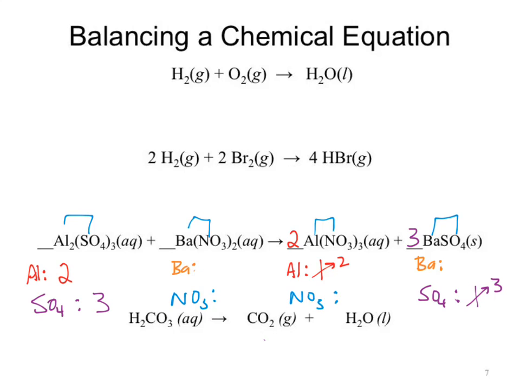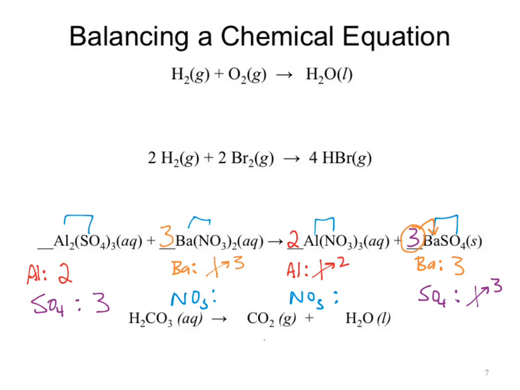How many bariums do we have on the reactant side? 1. Why is it not 2? Same issue. The 2 only applies to what's directly in front within the parentheses. Product side, how many bariums do we have? Why do we have 3? The 3 in front applies to it. Okay, 3 equal 1? Nope, what do we have to do? We have to put a 3 in front of our barium to make sure that gets up to 3.